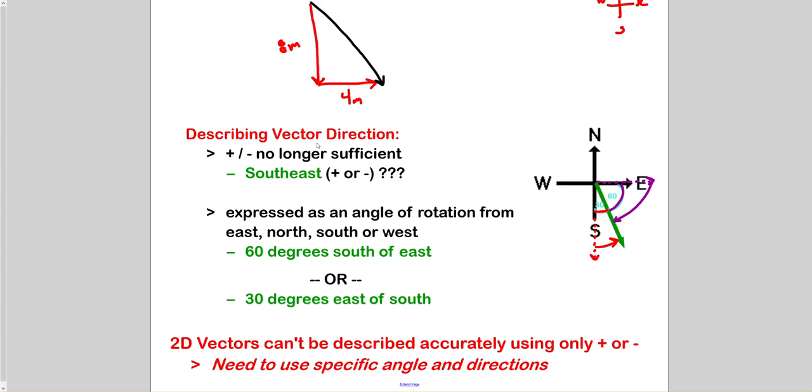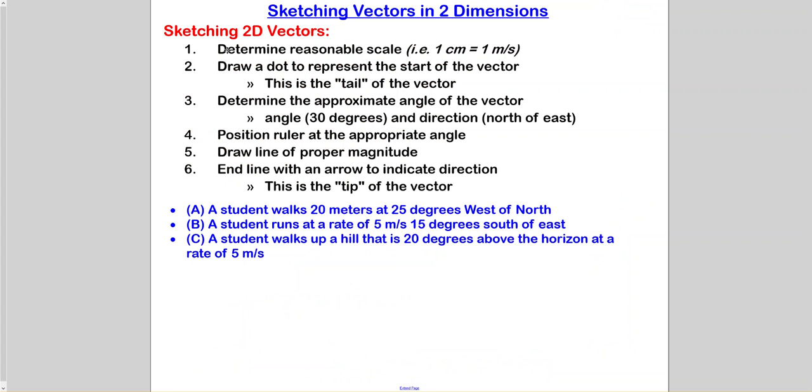So let's practice that. Here are the steps if you want these for your notes, or if you just want to think through these. First thing we need to do is determine a reasonable scale. It's impossible for me to draw an 8-meter line on a sheet of paper. It's too big. So I need to use a scale. Vectors could be speed or velocity, so meters per second. I could say every 1 centimeter represents 1 meter per second that an object has in terms of its velocity. And once I have a scale, I'm going to draw a dot to represent that vector.